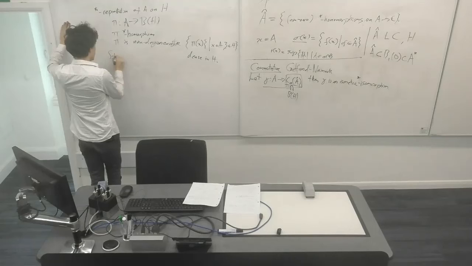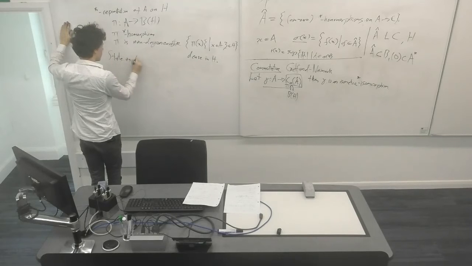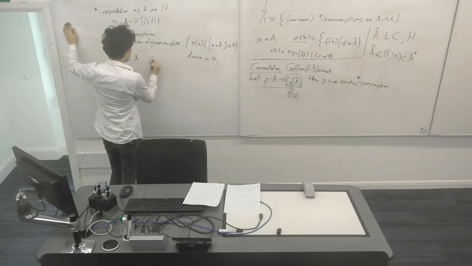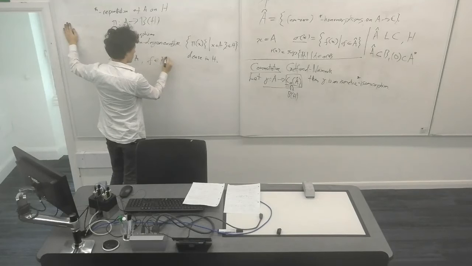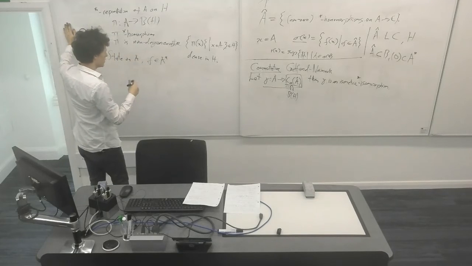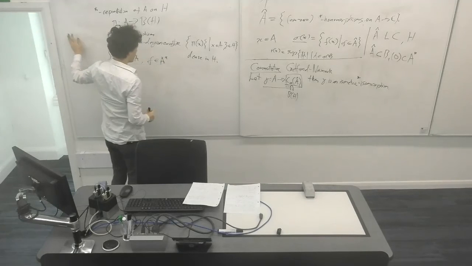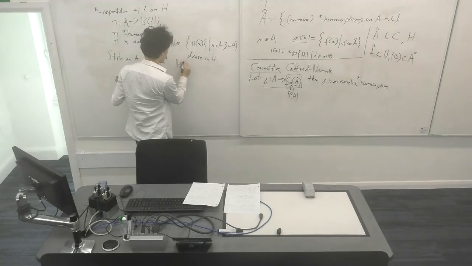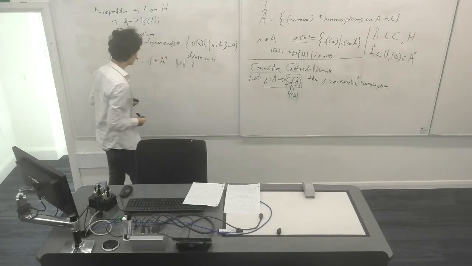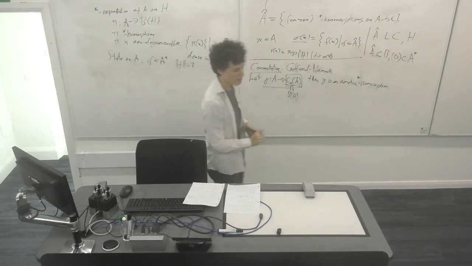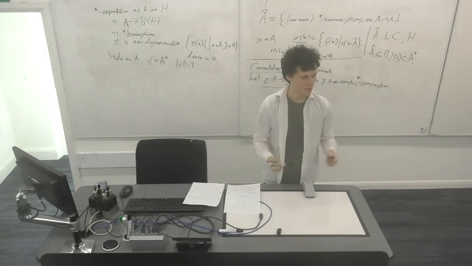Something called a state on A. Simply enough, it's a functional f in the dual A prime of A such that the operator norm of f is 1. That's a state. And if you do quantum mechanics, this comes in a lot.